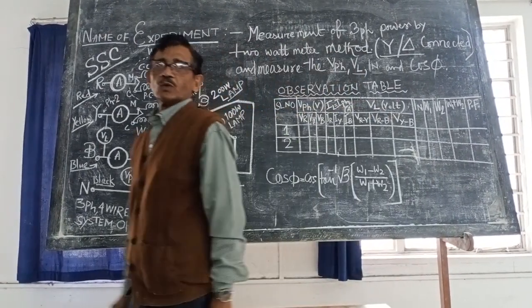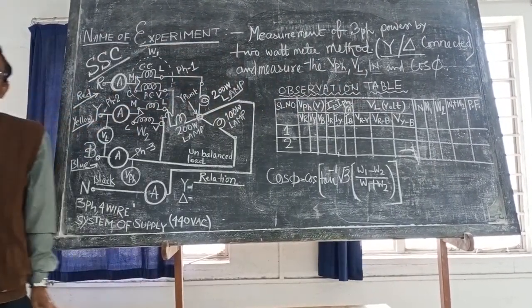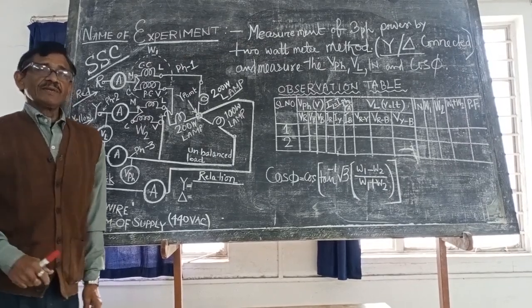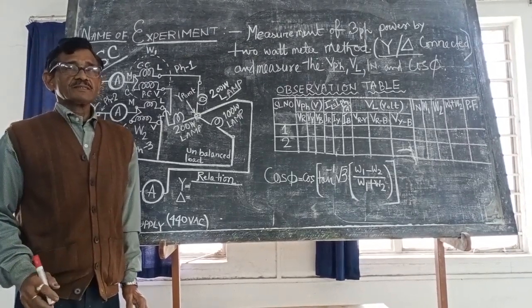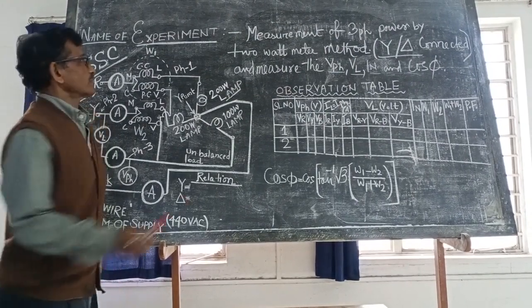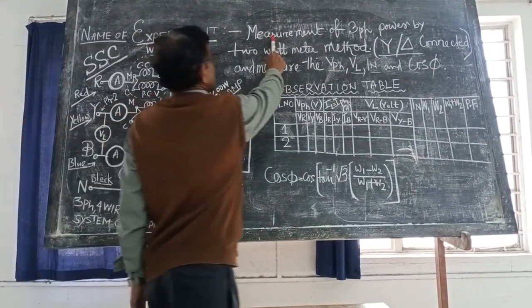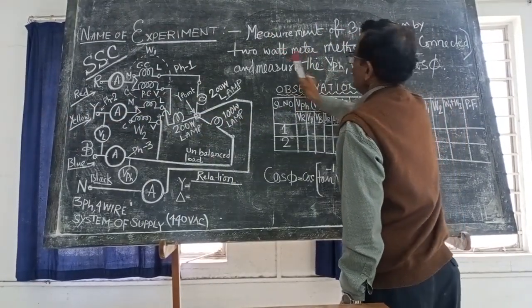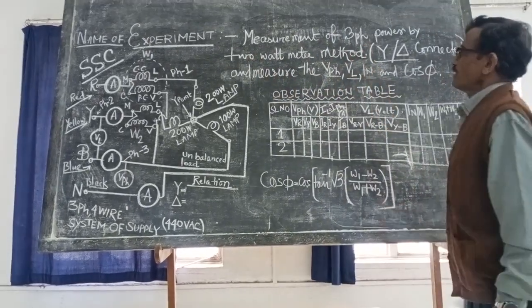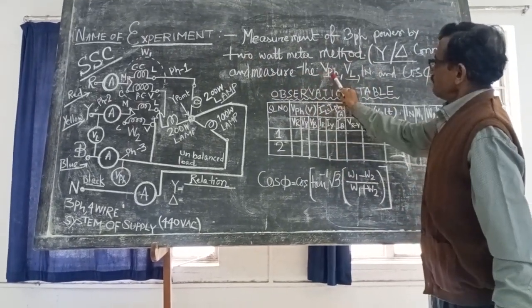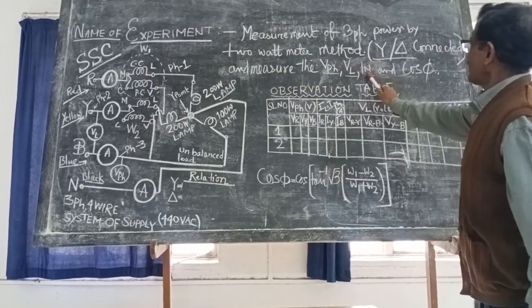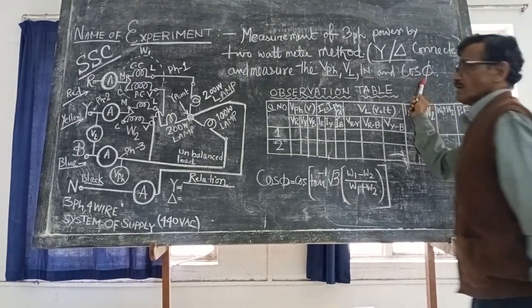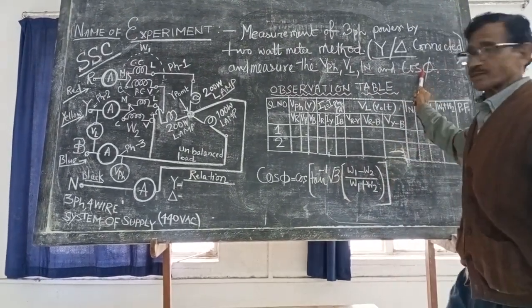Today I am going to explain about the measurement of power of a three-phase circuit. Here the name of the experiment is measurement of three-phase power by the two wattmeter method, and measure the phase voltage, line voltage, neutral current and power factor. We will calculate the power factor.